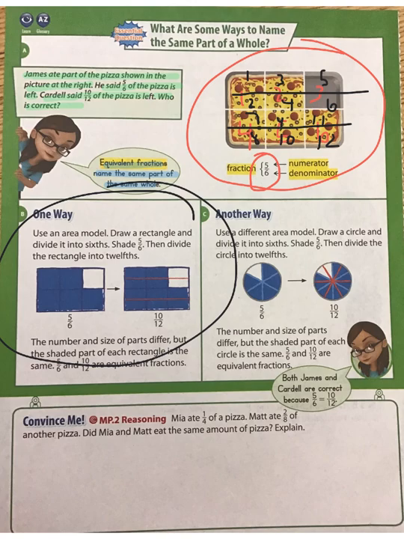Let's look at the convince me part on the bottom. Mia ate 1/4 of a pizza. Matt ate 2/8 of another pizza. Did Mia and Matt eat the same amount? Explain. So if we have a pizza, I'm going to draw a pizza, and I'm going to separate it into 4 parts. And if Mia ate 1/4, it's going to look like this, 1/4 of the pizza. I'm going to write that down.